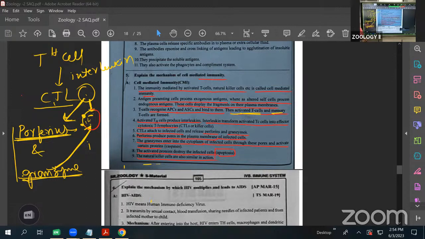Humoral immunity applies when the antigens are present in the humors, that is, circulating antigens undergo humoral immunity. Antigens that enter inside the cell undergo cell mediated immunity. Exogenous antigens undergo humoral immunity and endogenous antigens undergo cell mediated immunity. With this, the two types of immunity are completed.